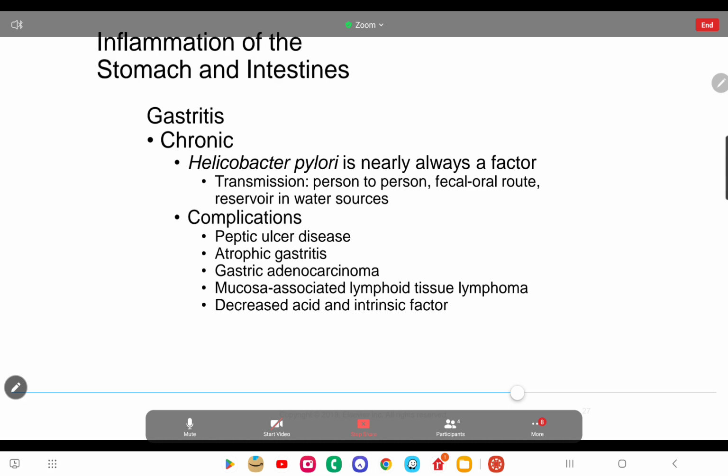Gastritis. What is gastritis? Inflammation of the stomach and the duodenum. It's extremely related with Helicobacter pylori.